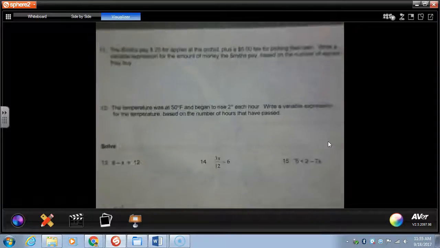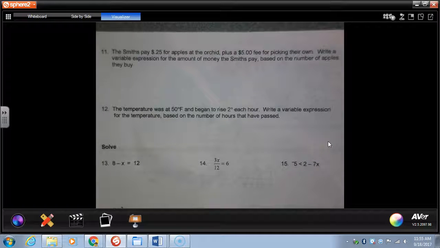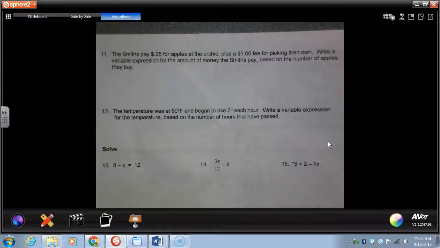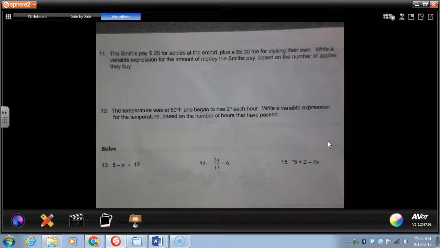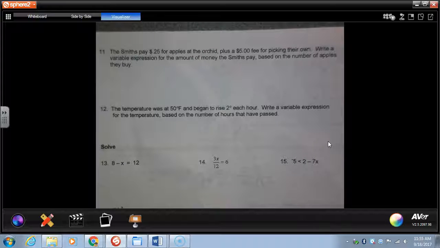Number 11. The Smiths pay 25 cents for apples at the orchard, plus $5 just for picking their own apples. So they have to pay somebody to use their labor.